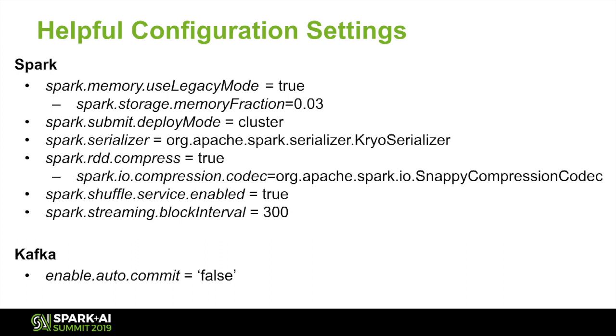Kryo serializer, definitely do that instead of the Java serializer. It's faster, more efficient. RDD compression, not necessarily applicable for everybody, but we like it for some of our higher throughput apps. So Snappy is great for network transfers. Shuffle service enabled. There's an external shuffle service between Spark and Yarn that you can enable. It requires some extra settings to enable, but definitely give it a look and see if it's for you. If you have a very shuffle-heavy app, like for joining, that can really help out a lot.